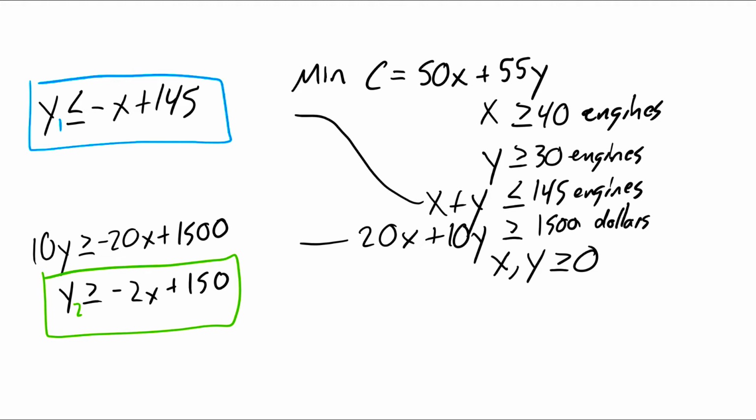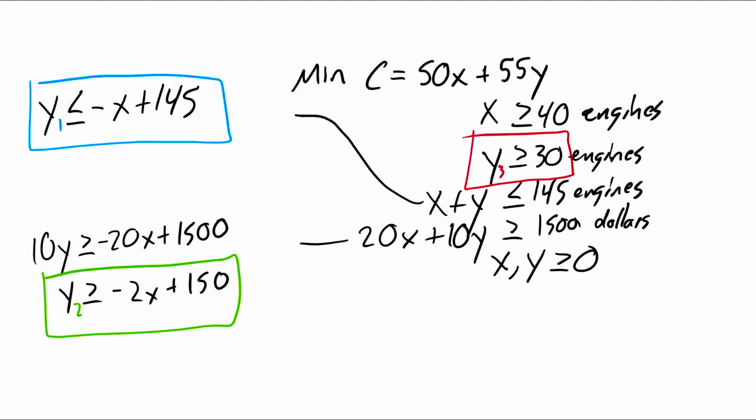We have a y3. y3 is y is greater than or equal to 30. We'll make that one the red equation. And then we also have x is greater than or equal to 40. That one's not one we're going to be able to graph with our graphing calculator, but that's okay. We'll account for it when we draw it out. We also have x and y greater than or equal to 0. That's going to be our x and y axis. So we'll know those on our graphing calculator as well.